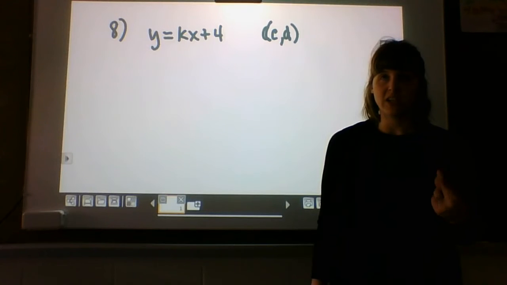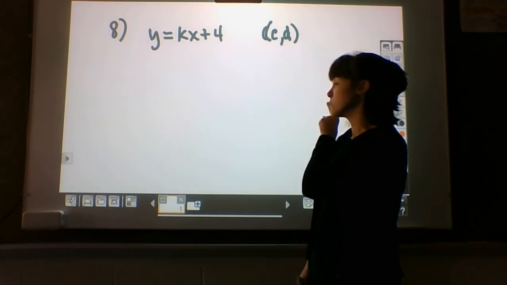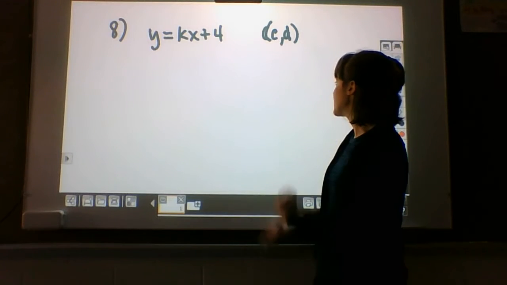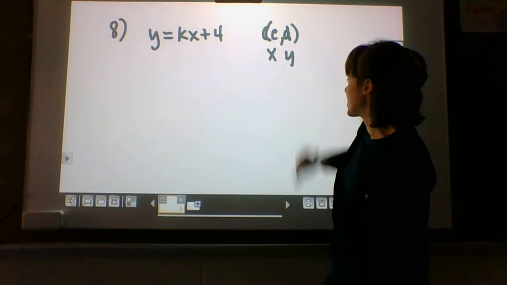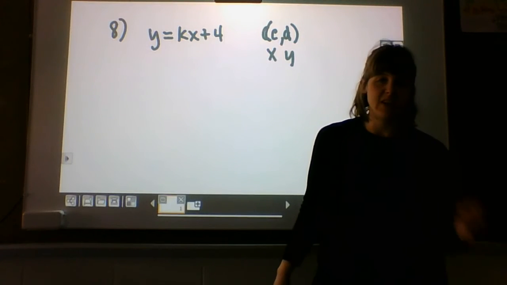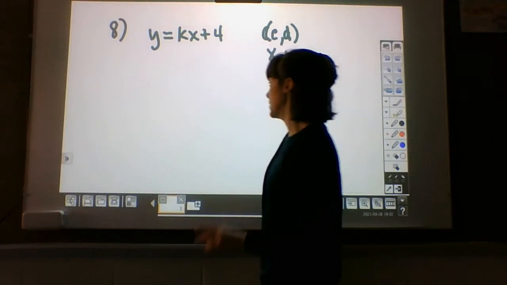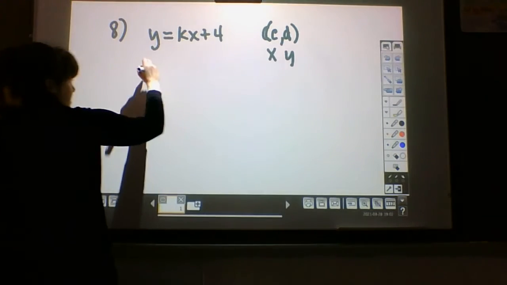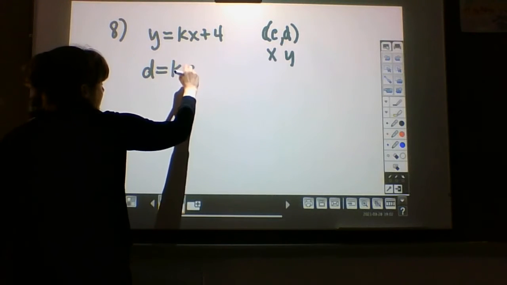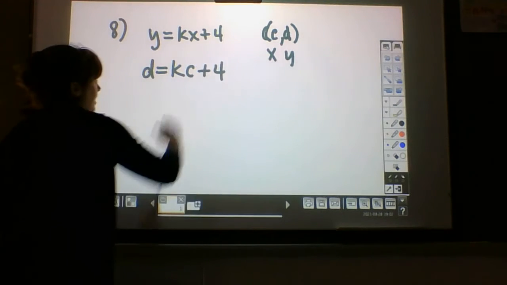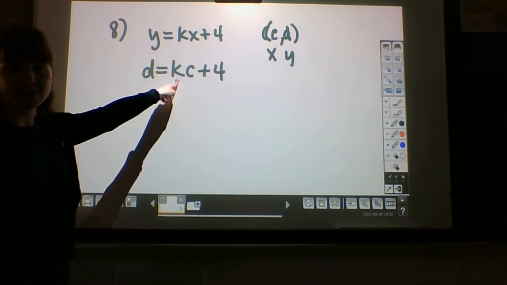Okay, well here they want us to actually try to solve for k in terms of c and d. So we're going to plug in c for x, d for y, and then solve the equation for k. I know that's a lot to take in, but we're going to plug in d for y, c for x, and now our goal is to try to isolate k. We want to get k by itself.